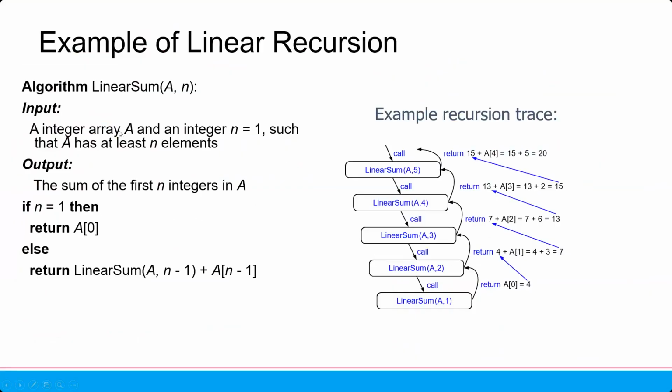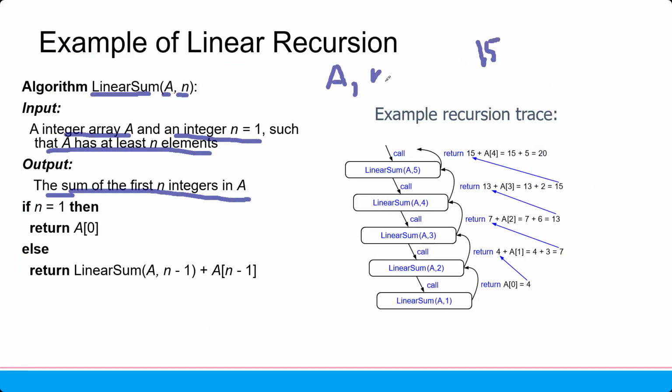Okay, at the left panel, it is the pseudocode. We have linear sum a comma n. Let a be the integer array, and n an integer such that a has at least n elements. So we want the result to be the sum of the first n integers in a. Let's say I have 15 elements, but I want to sum only n. Maybe if n equals 5, then I just want to sum the first 5 elements.